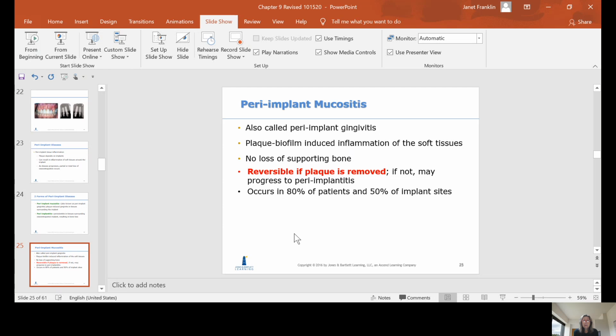So peri-implant mucositis, also called peri-implant gingivitis, is plaque biofilm induced. But there is no loss of supporting bone. So what you have to know when you're evaluating an implant and it says no loss of supporting bone is compared to your benchmark, because you're going to lose a little bit of alveolar bone initially, but after that initial loss, the bone level should stay the same. It is reversible, just like gingivitis.